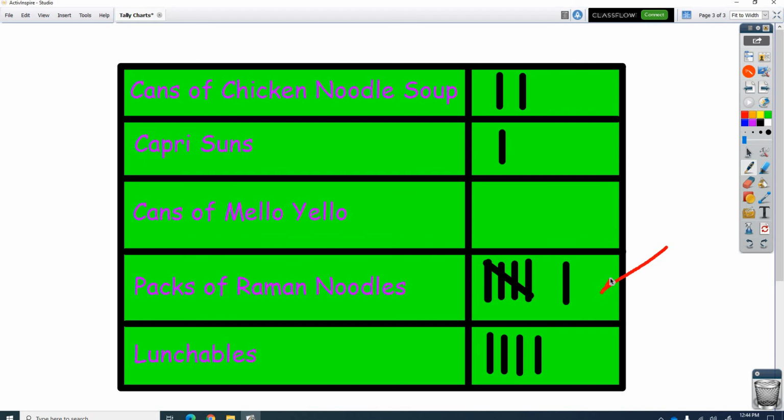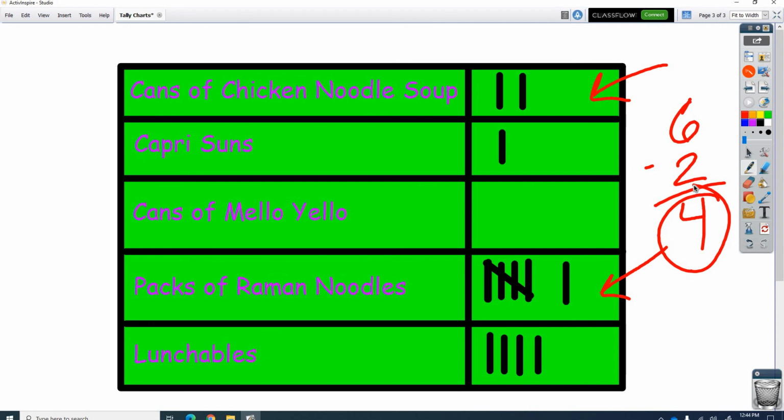I bet it's 4 because there are 6 packs of ramen noodles and there's only 2 cans of chicken noodle soup. How many more means I would need to subtract it to see how many are left. 6 take away 2 would be 4. There we go. So you're right, I have 4 more packs of ramen noodles than I do chicken noodle soup.